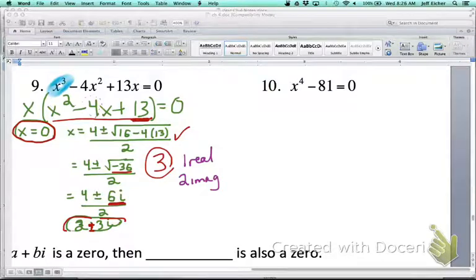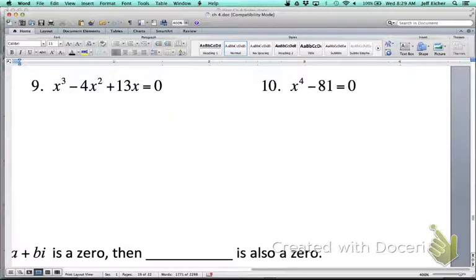The last one we have is number 10. So again, why don't you pause this video and complete number 10. Notice it has an x to the 4th, so you should be looking for 4 solutions. So pause this video.